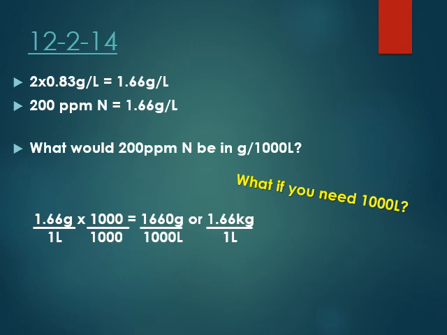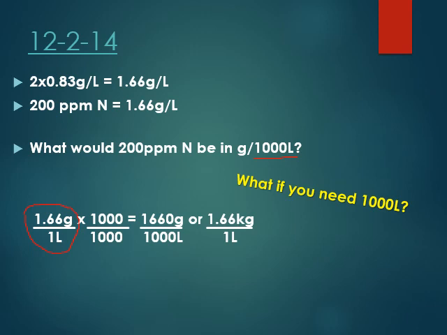All right, what would it look like if we wanted 200 ppm in 1,000 liters? Okay, so let's say we're mixing up for a big tank in the field to fertilize our nursery. Okay, so there's our 1.66 grams in 1 liter times 1,000 over 1,000. So we're going to multiply the top by 1,000.